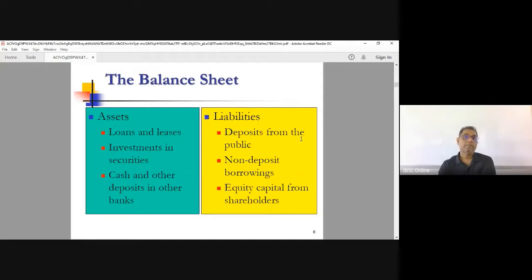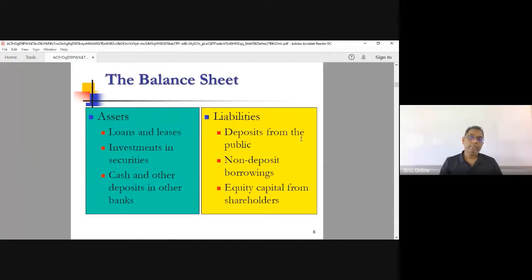And the money is lent to... what is it lent to? Loans and leases, the common thing, the core business of a bank. Investment in securities, treasury bills, corporate debt, debentures, etc. And basically, the bank could also hold it as cash and deposits in other banks. Cash in the vault becomes an asset. Cash in other banks, cash at central banks become an asset for the bank.